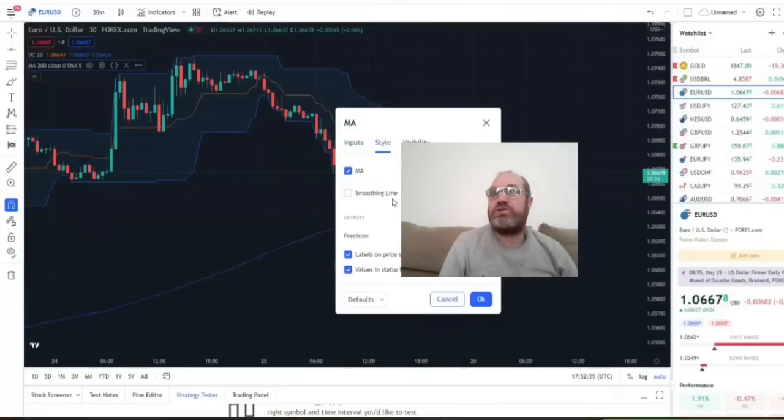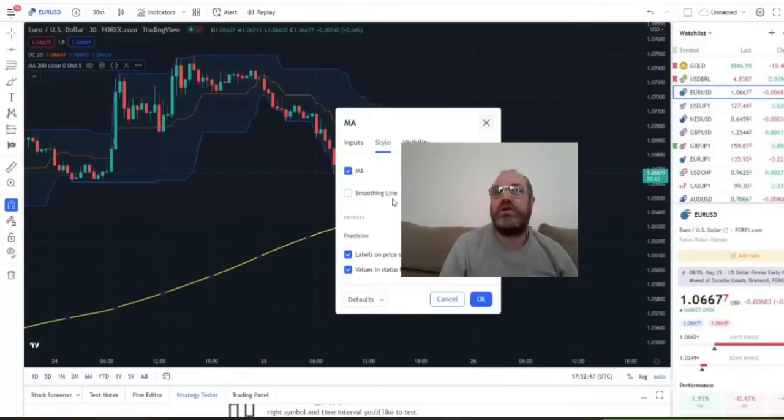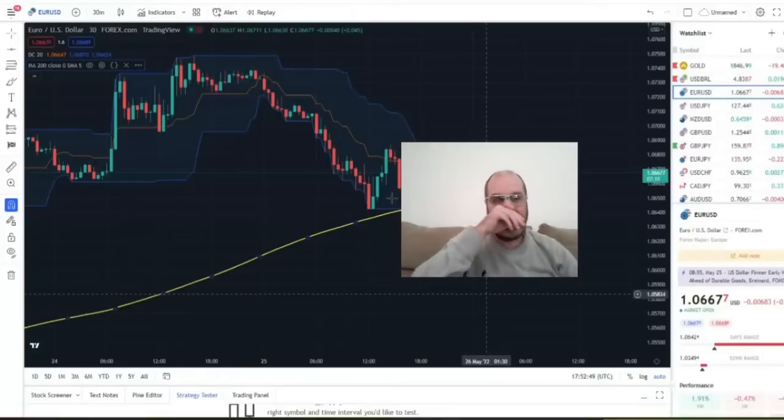And I think I will change the color as we have a blue Donchian channel from before. So let's change this to yellow. Then I made it a little thicker, just so it's easier to see.